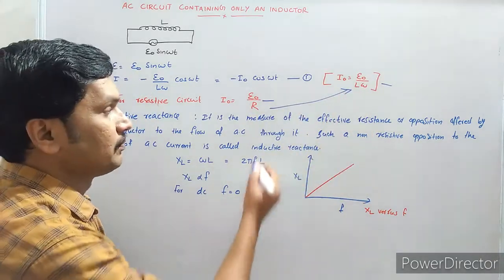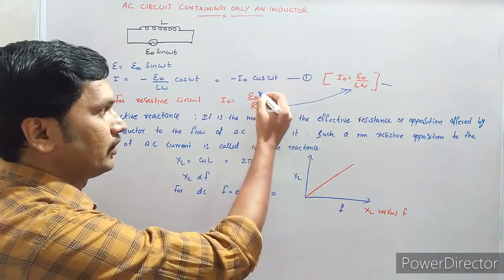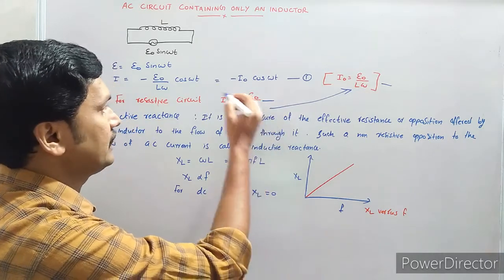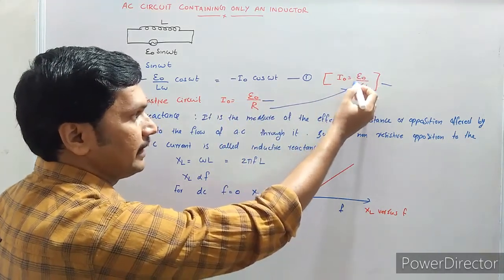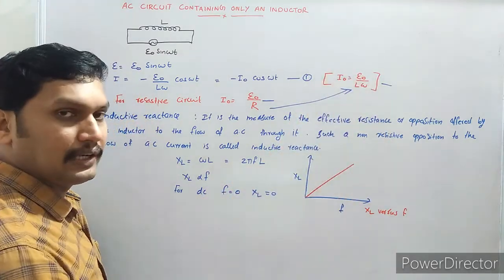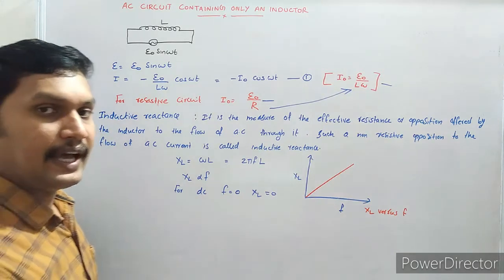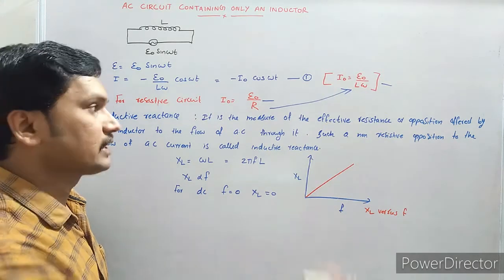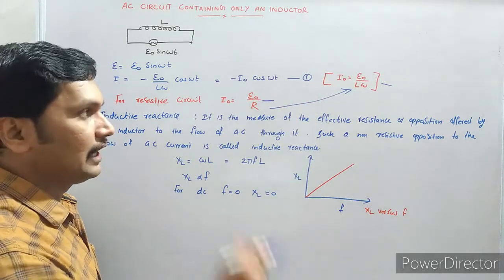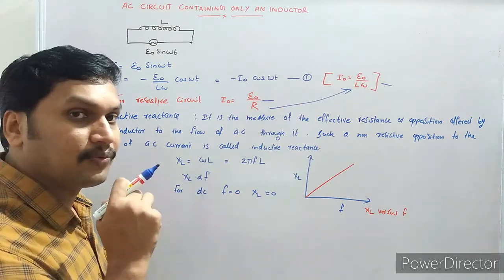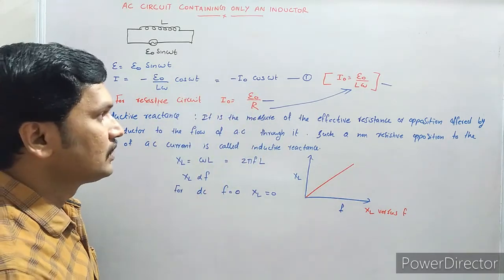When you compare this, both have the same function. When you divide peak voltage by resistance, we get the peak value of current. So peak value of voltage divided by L omega gives the peak value of current. So we can say L into omega acts like a resistance in a resistive circuit. In an inductive circuit, the L omega is doing the function of resistance in a resistive circuit.